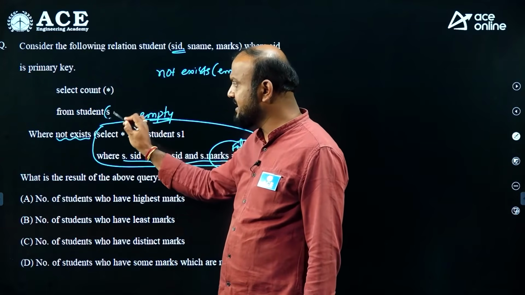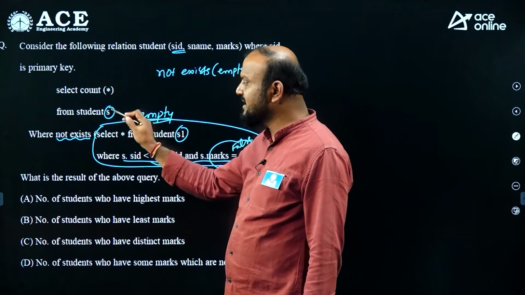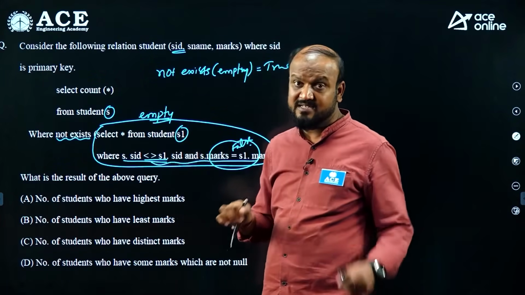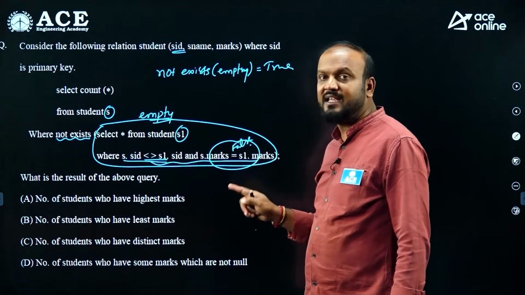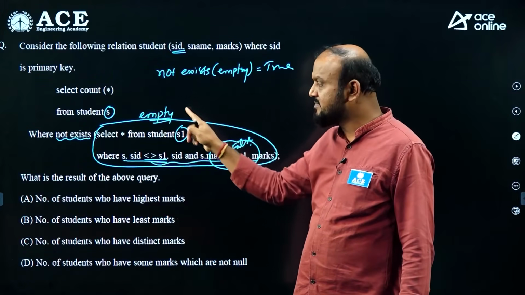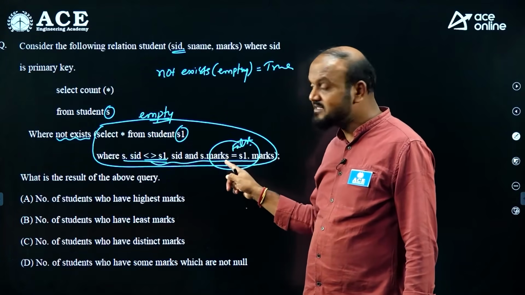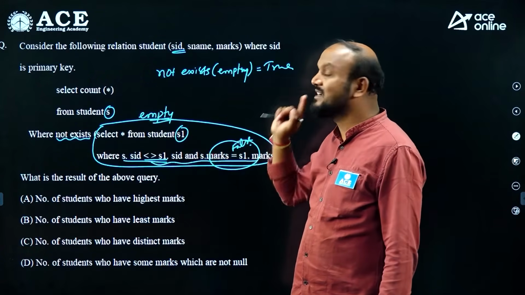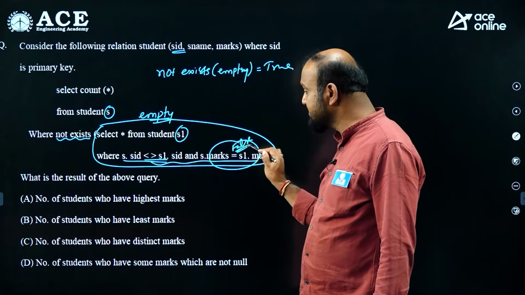Why? Because student S is compared with student S1. What is the comparison? The student SID in the outer query should not match with the student SID in the inner query, means it is comparing two different students, with the condition that their marks are equal. If the student in the outer query is matching with some other student in the inner query, and their marks are the same, it is giving the output. If it is giving the output, not exists of output returns false. It means it should not return any output, means this condition should always be false.